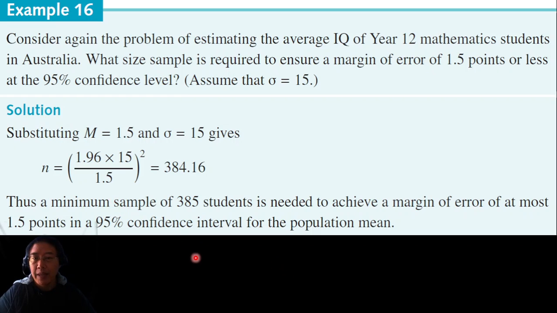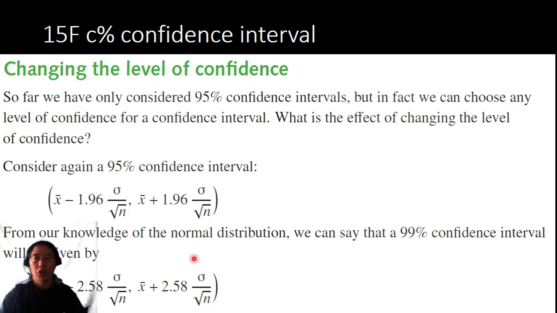Alright, now let's say we want to adjust. We know that for 95%, which is what we have here, the value is 1.96. For 99%, it will be given by that value, 2.58, and in the next slide I'm going to show you how to calculate these values, 1.96 and 2.58.